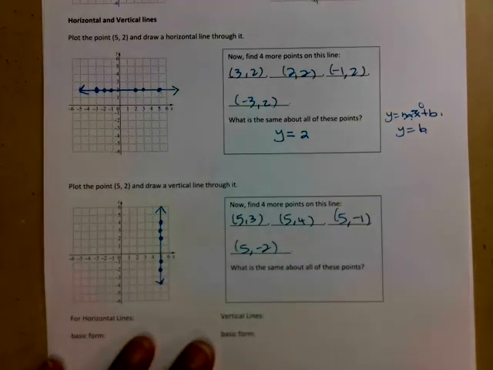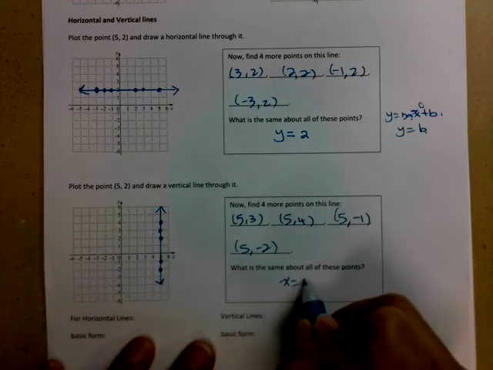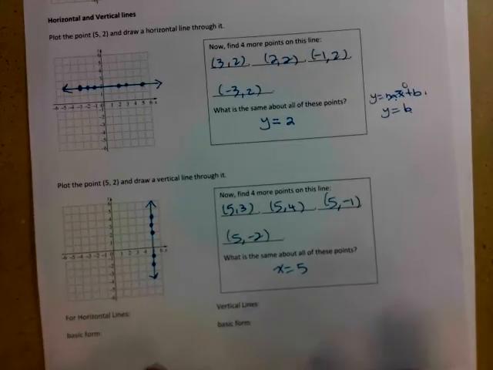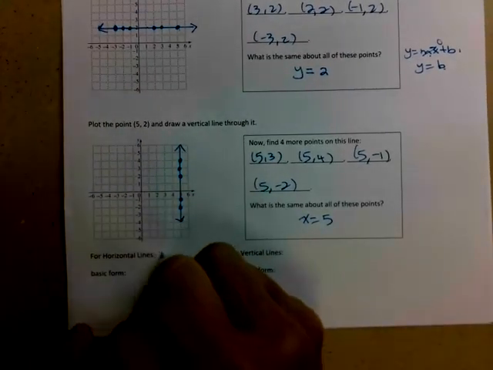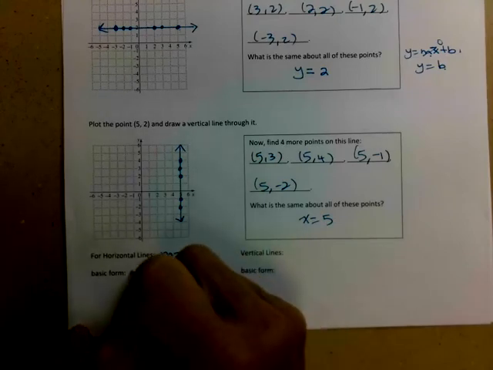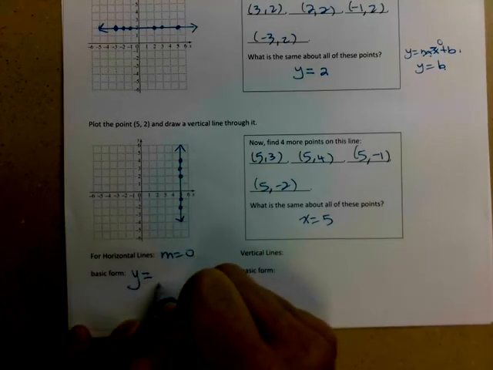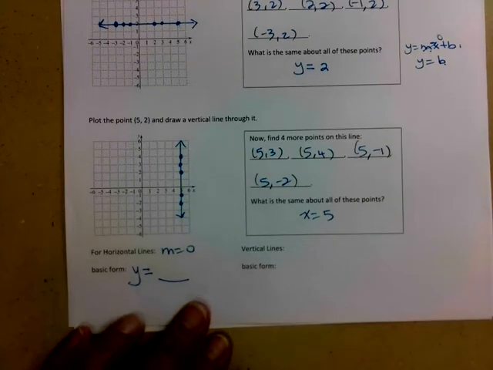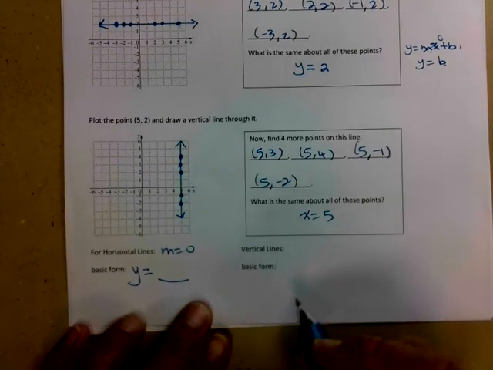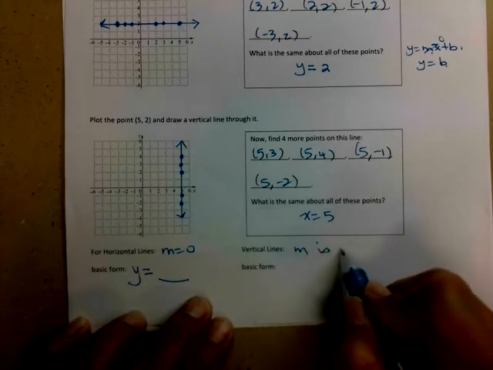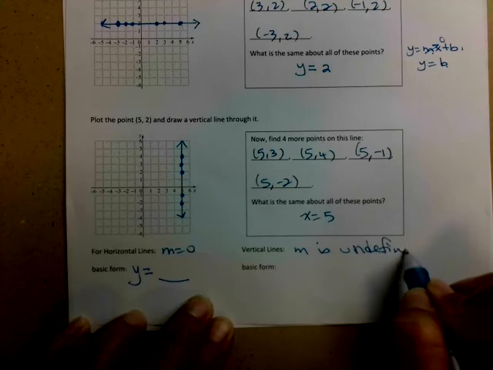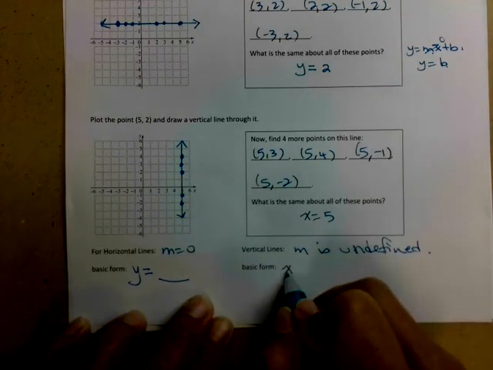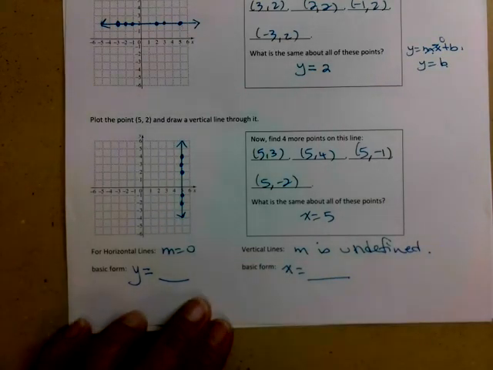Okay, and what's the same about all of these things? These points all have exactly x equal to 5. Okay, so in general, for horizontal lines, slope is 0, and the basic form is y equals whatever y equals, right? Whatever is the same for all of those. Vertical lines, the slope is undefined. And the basic form is x equals, right, whatever it is that x happens to equal.